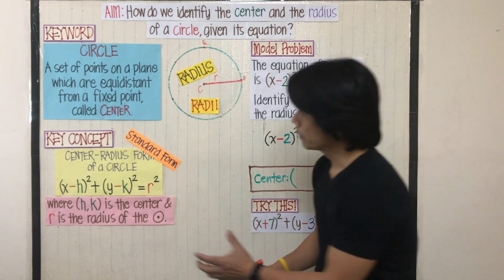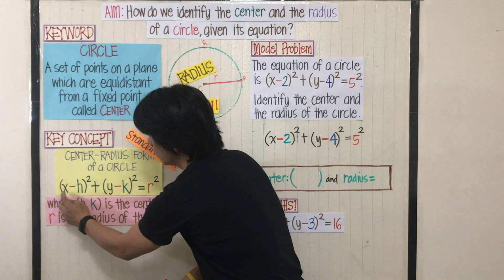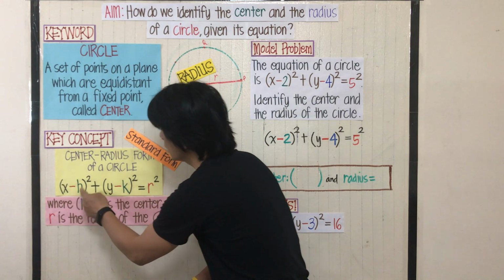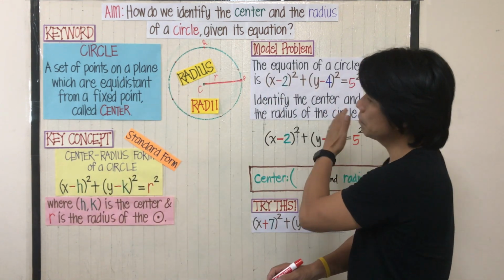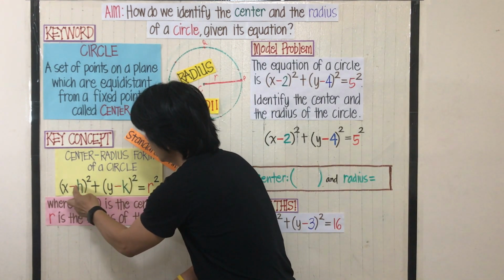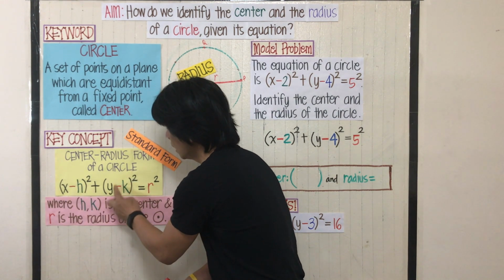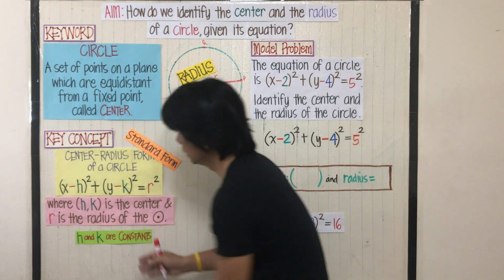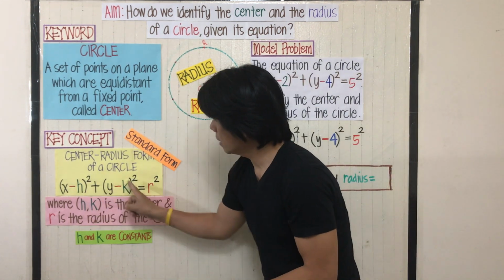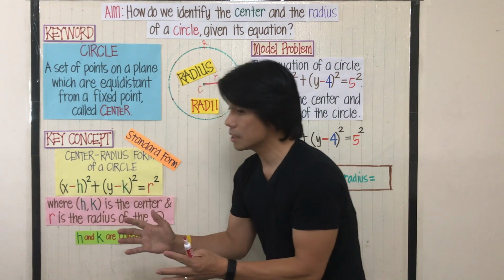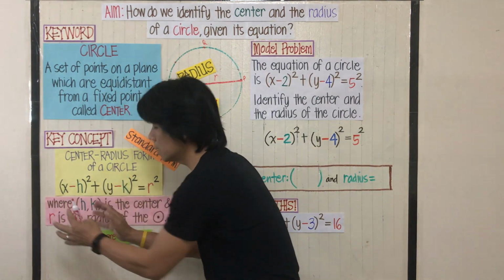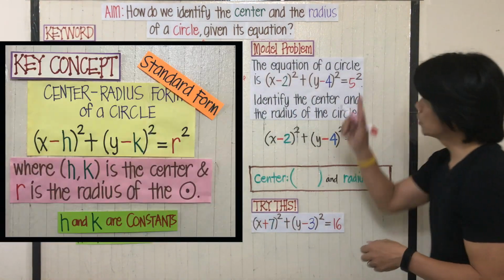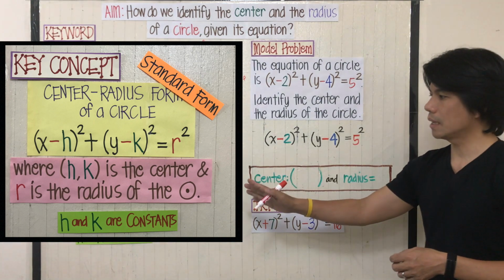Now, take note. Inside the binomial, you have a variable x and h. But in reality, when you go to the model problem, you will see it. The h is a constant and the k is a constant as well. So let's take note of that. Remember, the h and the k are constants. Now you need to put them together as coordinates of the center. Clear? Now let's go to the model problem so that you would understand that better.